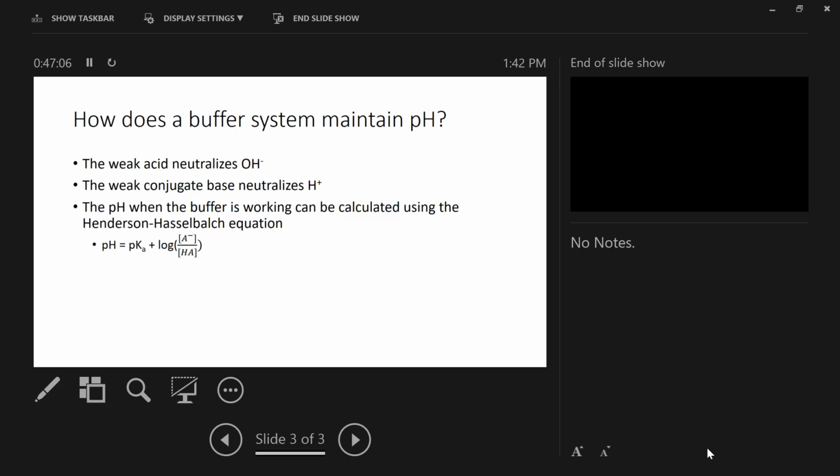Which equals 1.0 divided by 1.0, which is just 1.0, times 10 to the, when you divide the same base, you subtract their exponents. Negative 14 minus a negative 4 is negative 14 plus 4, which is negative 10. So your hydrogen ion concentration is 1.0 times 10 to the minus 10. Does that make sense? Yeah. Okay.